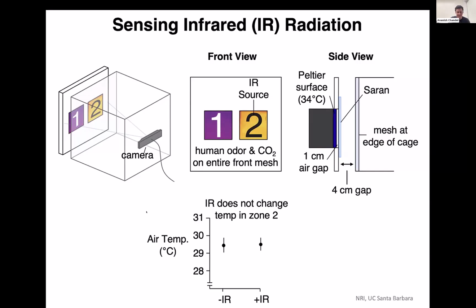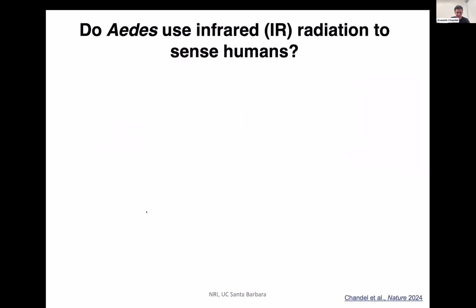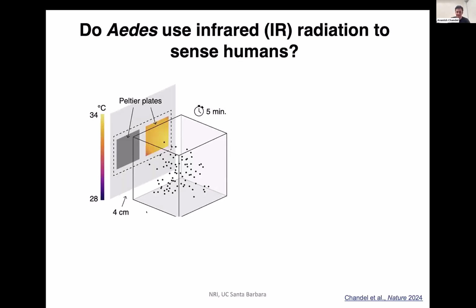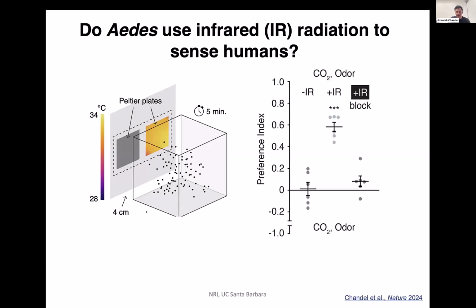The temperature on both sides of the Peltier was uniform, and there was no temperature difference on the cage that the mosquitoes can sense. It was just the radiation component of the heat that the mosquitoes can sense. When we placed a mosquito cage with 80 female mosquitoes in front of the IR source, we found that there was a clear preference index towards the IR source as compared to the non-IR side.